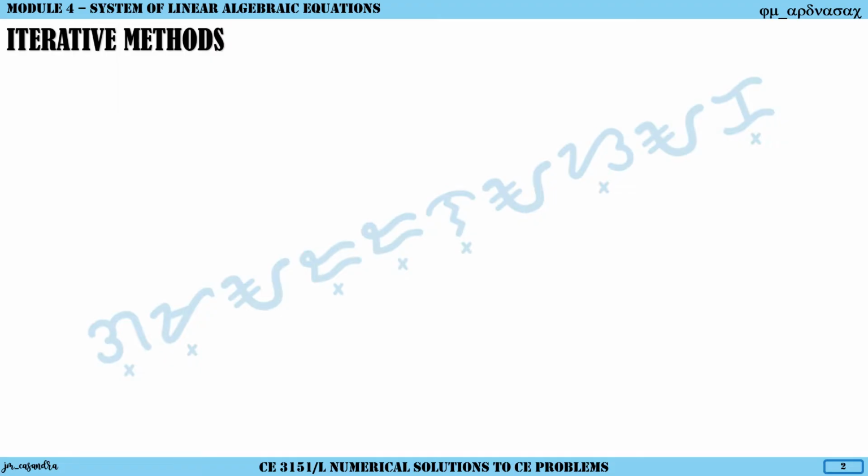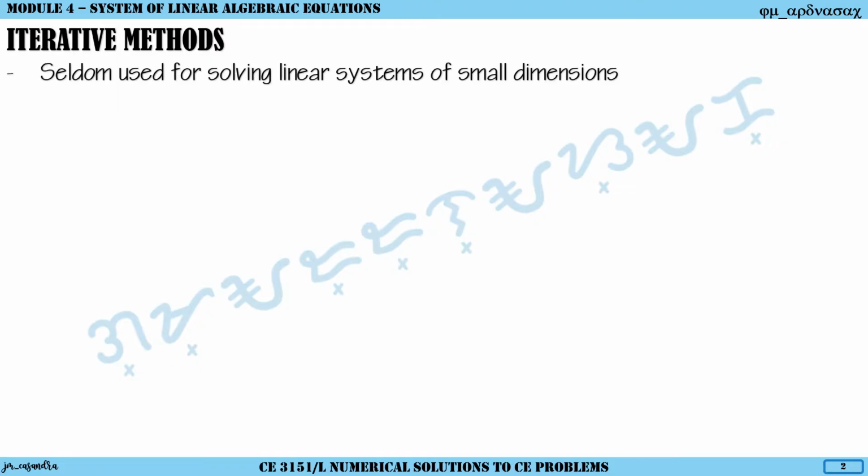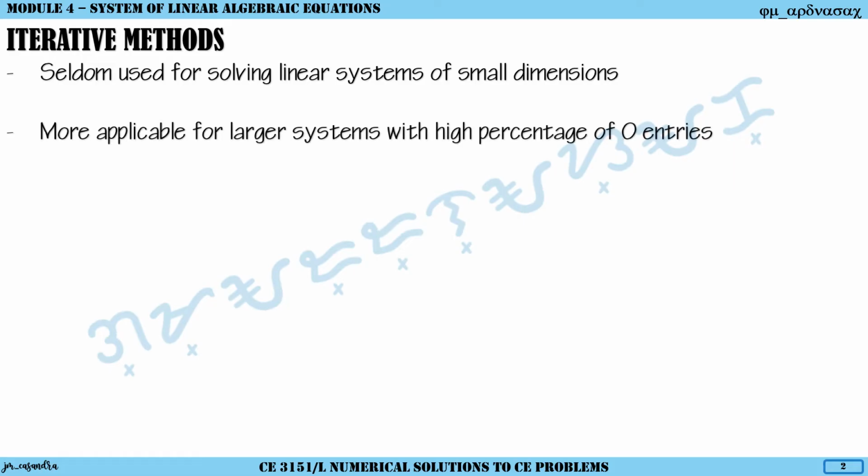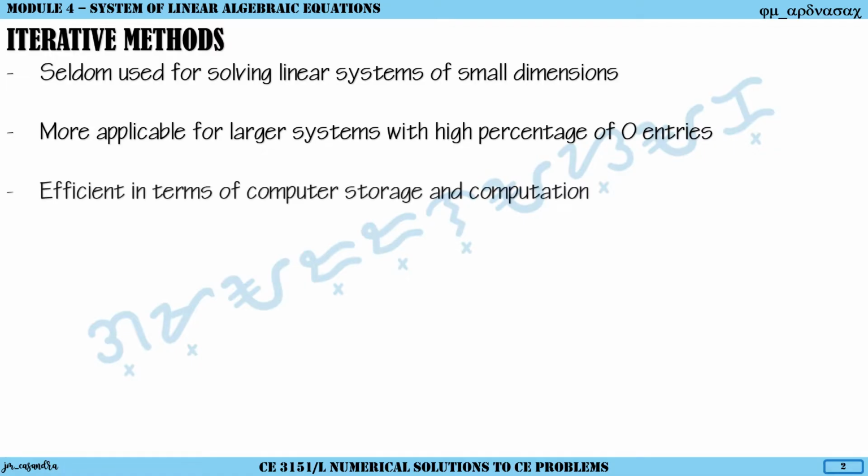The iterative methods are seldom used for solving linear systems of small dimensions. They would usually be used for very large systems of equations. They are more applicable for larger systems with a high percentage of zero entries. Meaning, if our matrix has several zero values, then the iteration methods will be more applicable.